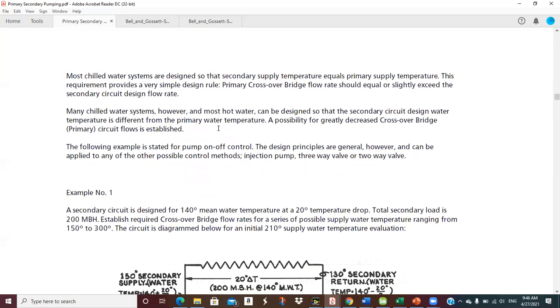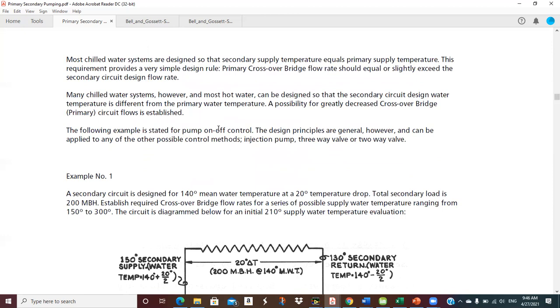And so more notes, but we need to pay attention to these notes. When you go back and study, there's not a whole lot of verbiage. The good news is you can go through this. It's 50 something pages, but you can actually go through this thing in, I don't know, 2 or 3 hours, because there's not all that much. And once you understand the diagrams, then you just move on. Most chill water systems are designed so that the secondary supply temperature equals primary supply temperature. We got 42-degree water coming in the primary. We want 42-degree water in the secondary.